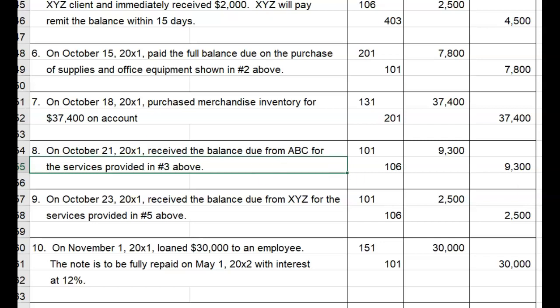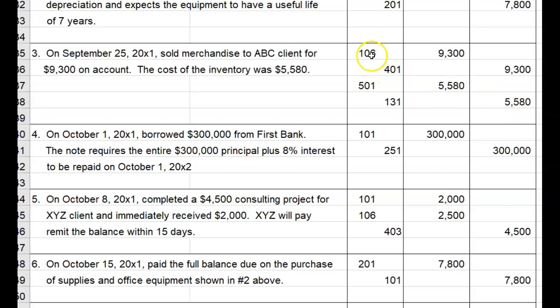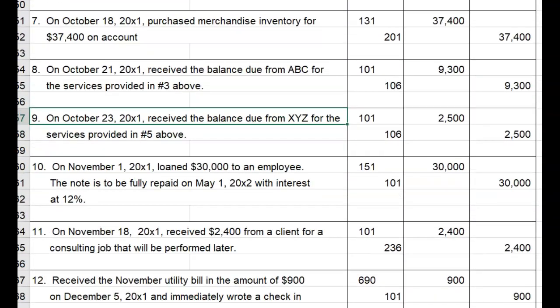On October 12th, we received the balance due from ABC customer for services provided in transaction number 3 above. Page up to transaction number 3. The customer owes us $9,300. So we're going to credit accounts receivable and debit cash because we're receiving the cash. Debit 101, $9,300. Credit 106, $9,300.